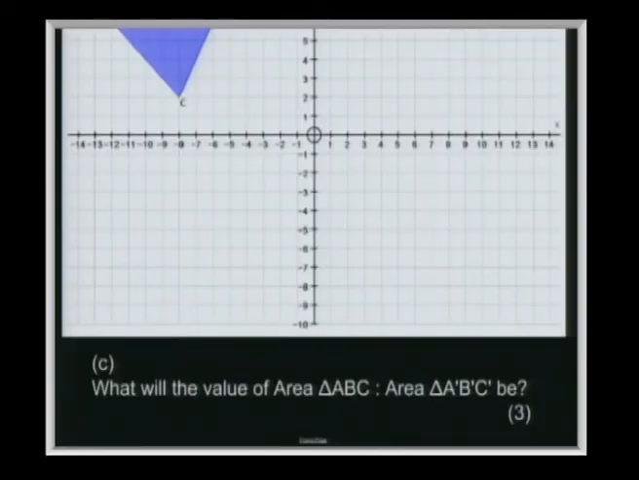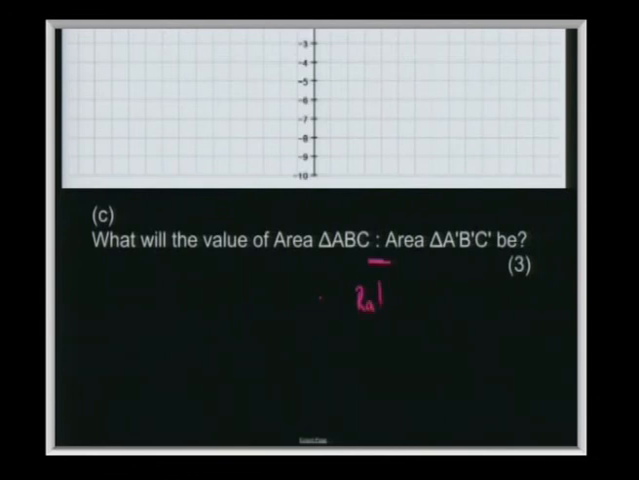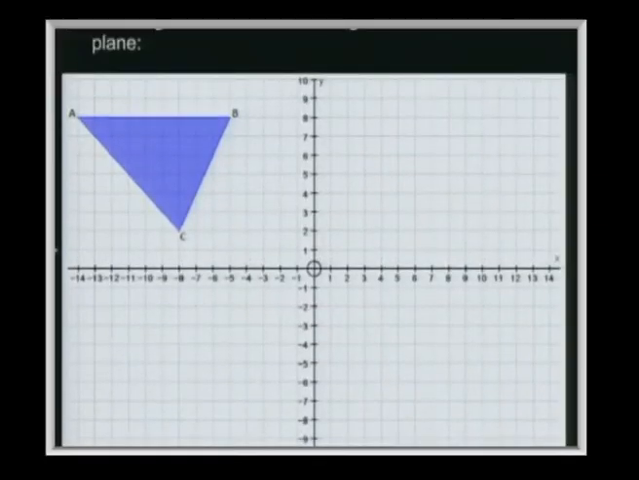What will the value of area triangle ABC to area A'B'C' be? That indicates they're looking at a ratio. What will the value of the areas be? Now, I know that you have already realized that ABC was multiplied by a half. The scale factor was a half. So the one triangle is 4 times larger than the other triangle. Let's go back to our original diagram and double check this.